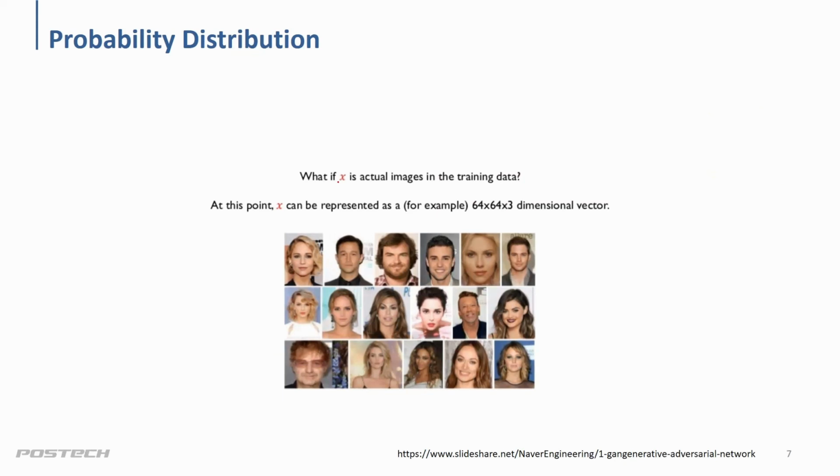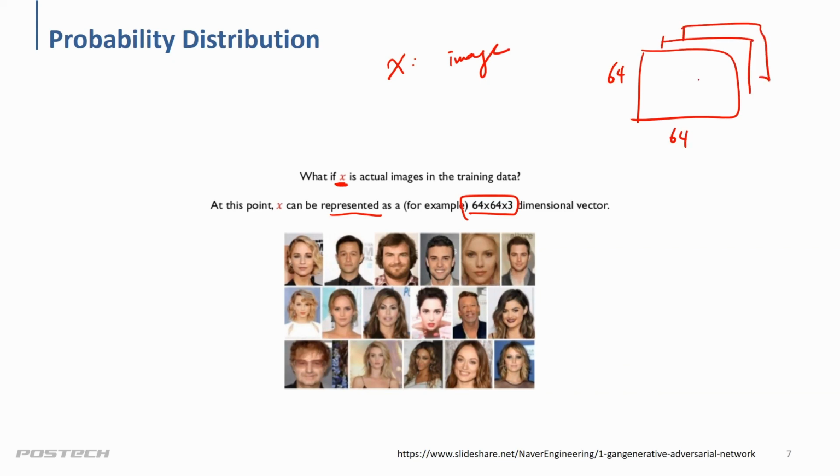What if the X is an actual image in the training data set? So now X is an image. Then X can be represented like this. That's the complexity of X, that's the dimension of X. So you have 64 by 64 by RGB, right? So that's the dimension of X.